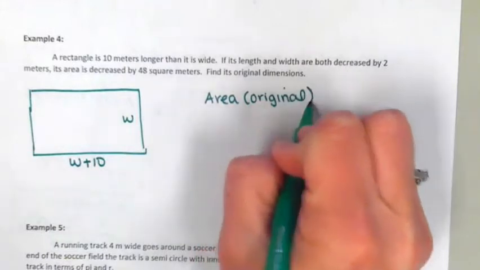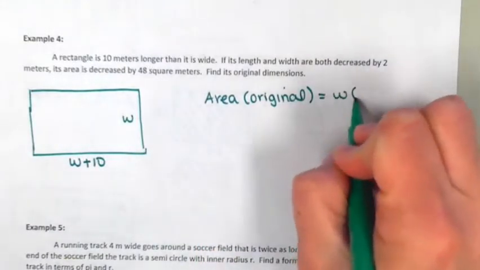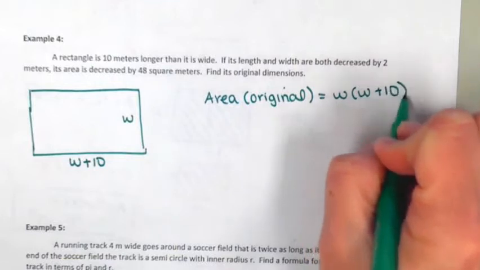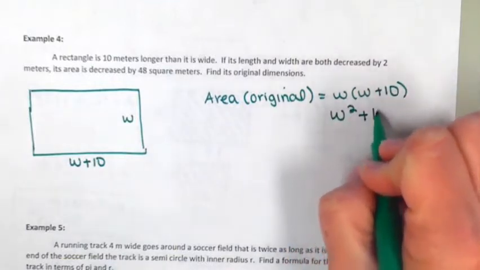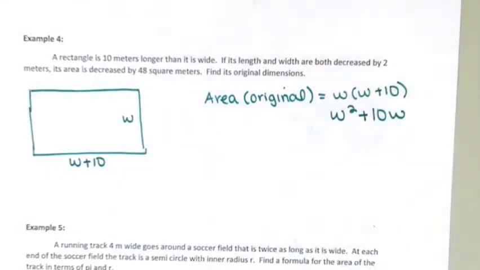Yeah, we can find the area of that by taking W times W plus 10. So that would be W squared plus 10W. Good. Okay, is everyone okay with that? So that's my original.